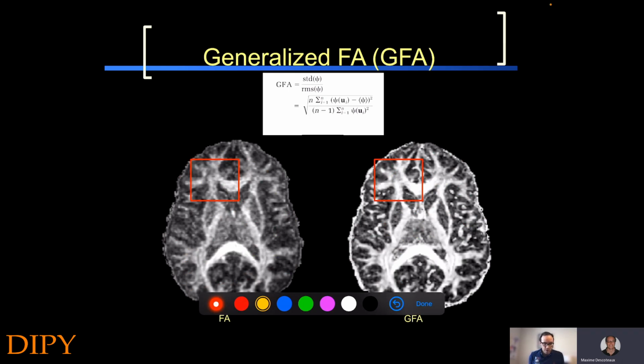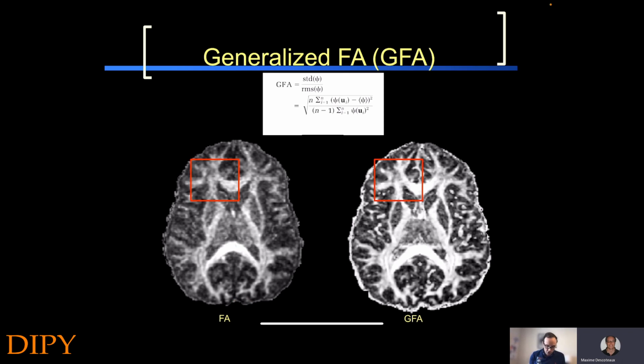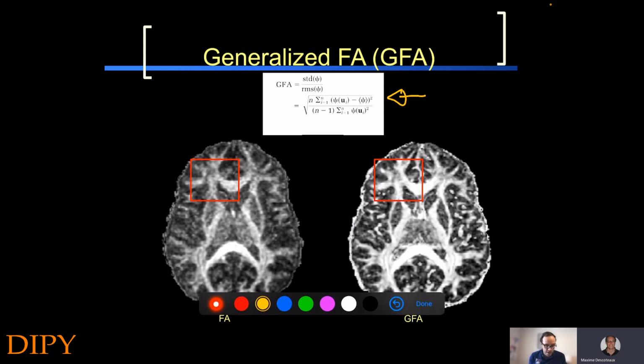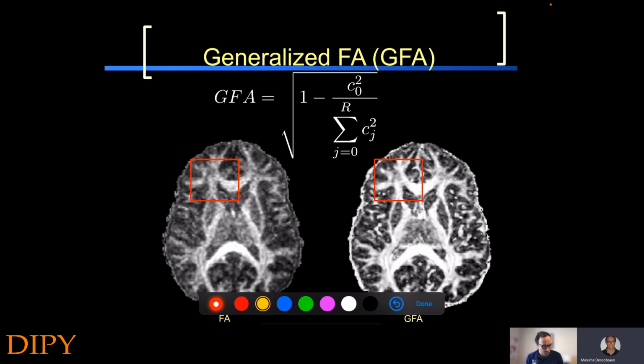From the QBall imaging and constant solid angle, it's now possible to extract a novel metric, the generalized FA. It has this formula here that, again, we can extract from spherical harmonics. So it's the standard deviation on the sphere of the ODF divided by its root mean squared. You can actually compute that on the sphere, but it's much more elegant and fast to actually solve this equation in the world of spherical harmonics. So it's just a difference between a perfect stick, which would be 1, and 0, which would be a perfect sphere. And this is a measure of how spherical your ODF is.